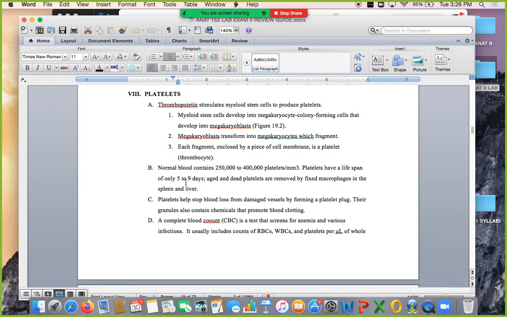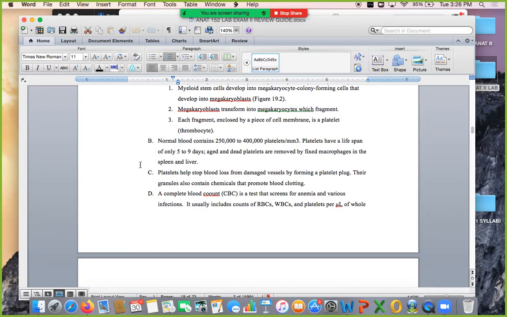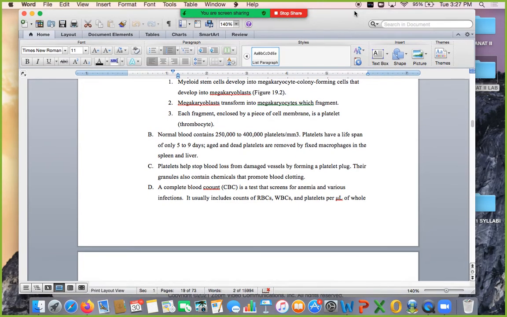Platelets don't live very long, about 5 to 9 days. They're going to be destroyed by macrophages, again mainly in the spleen, but also the liver. But their main role is staving off blood loss by forming that platelet plug if we end up with injury, so that we're able to repair that area without having a ton of blood loss in that region.